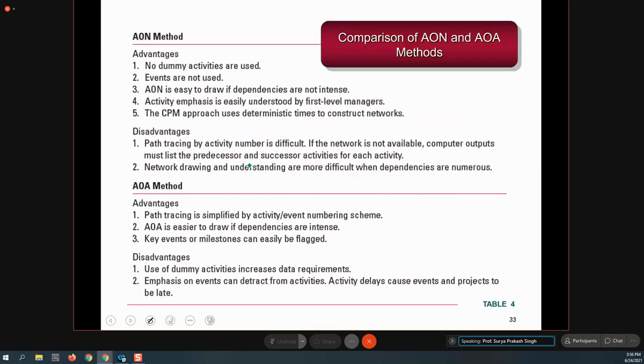Now these are some advantages and disadvantages of these two methods: activity on arrow and activity on node. You can read for yourself what the advantages are. Both have some advantages and some disadvantages. The main advantage is that activity on node is much easier to understand, interpret, and construct, and the main advantage of activity on arrow is that it is easy to schedule in a graph, and it can be done very quickly in Primavera and other software.